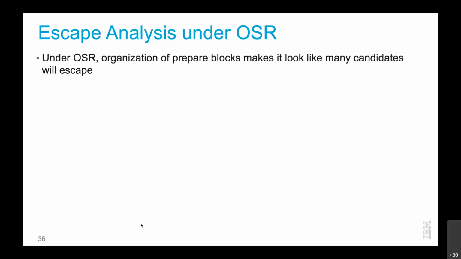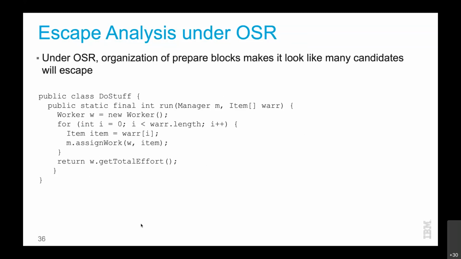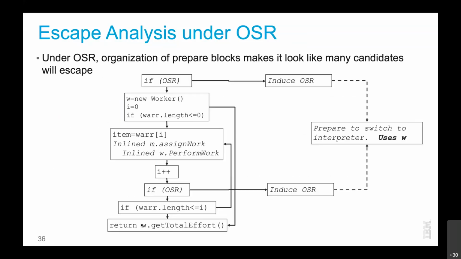Now, that was a very intense look at what OSR is all about. Now, how does that affect escape analysis? Well, going back to the doStuff class again and the run method that it contained, this is a control flow graph of that method. This is what the generated IL would look like for this case.